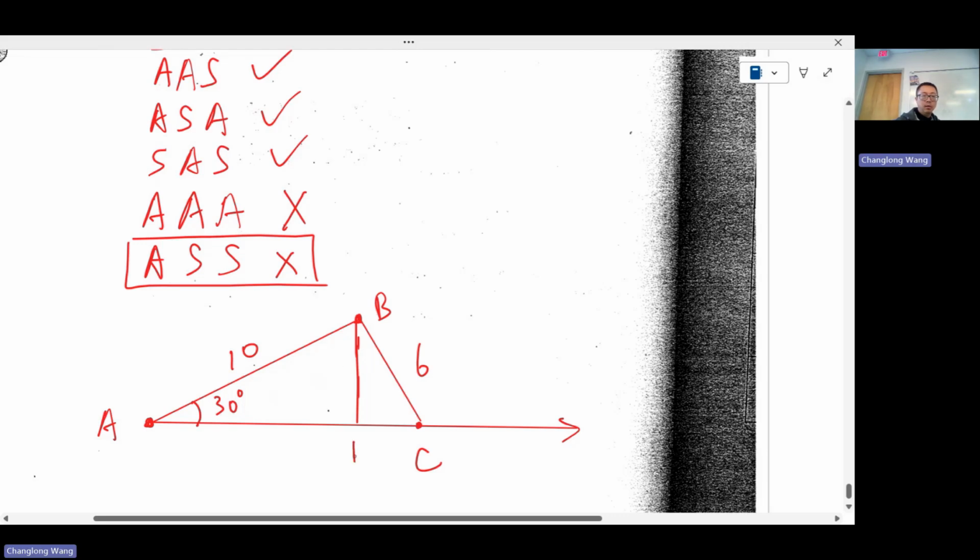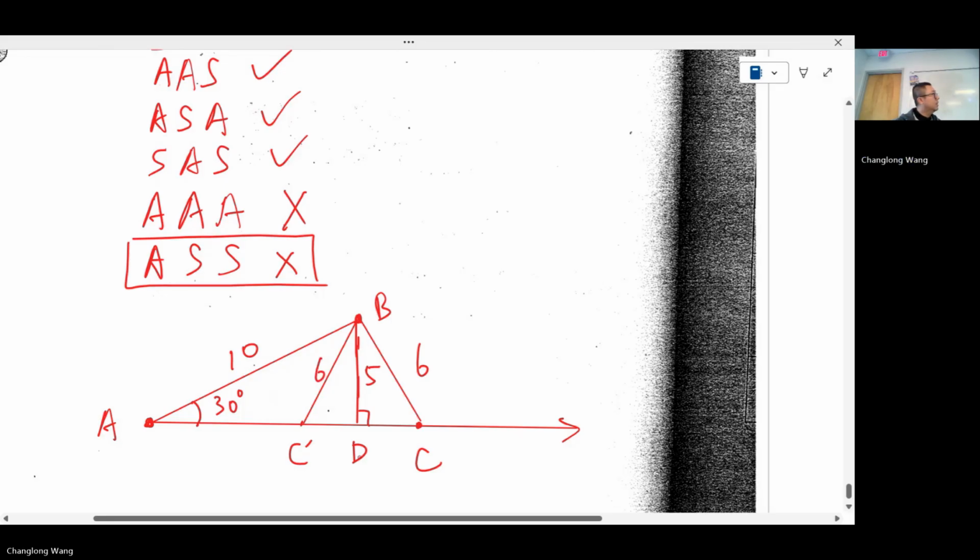Let's say if I were to draw a segment BD and make it perpendicular to AC, how long do you think that BD has to be? In the right triangle ADB, the opposite of 30 must be 5, right? Now, do you see that BC is indeed a little bit longer than 5, right? So that means I could find another point, let's call it C prime.